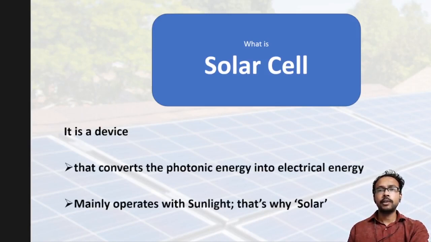As sunlight is abundant and a free source of photons, these devices are mainly aimed at working with solar energy. That's why the name solar has been given. Sometimes the term solar cell is reserved for devices intended specifically to capture energy from sunlight, such as solar panels and solar cells, while the term photovoltaic cell is used when the light source is unspecified.